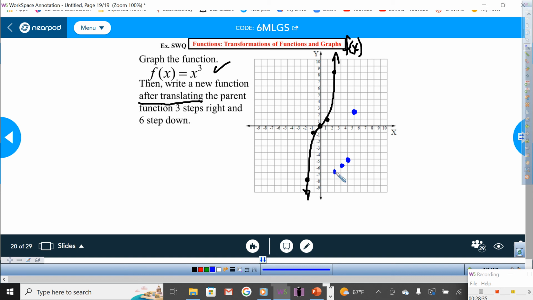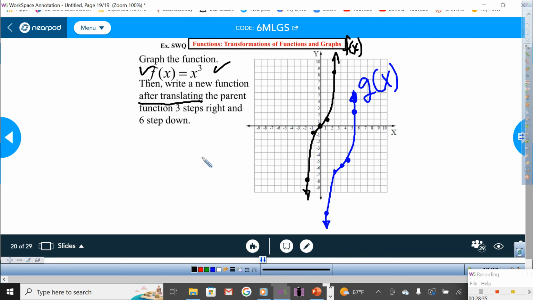See what I did? And my last point, this one. 1, 2, 3, 1, 2, 3, 4, 5, 6. And tell your neighbor what you're going to label this one. G of x, because that's no longer the original. This is the transform. So, let's write our new transform equation. This is the parent function equation. There it is. So, we need to write a transform equation.